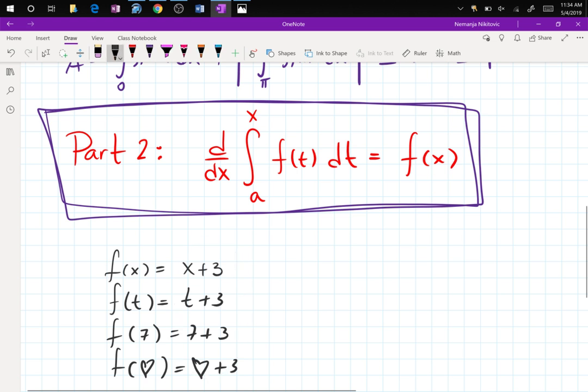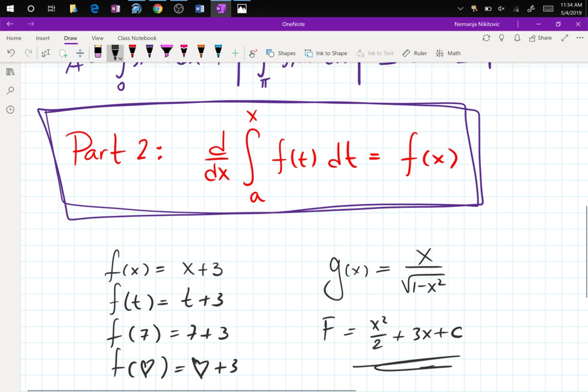Now you can define a different function, g of x, that will be maybe, I don't know, x divided by the square root of 1 minus x squared. Different function for a different letter, right? And if I use capital F, that means antiderivative, so that will be x squared over 2 plus 3x plus c, right? So antiderivative of x plus 3 is this.